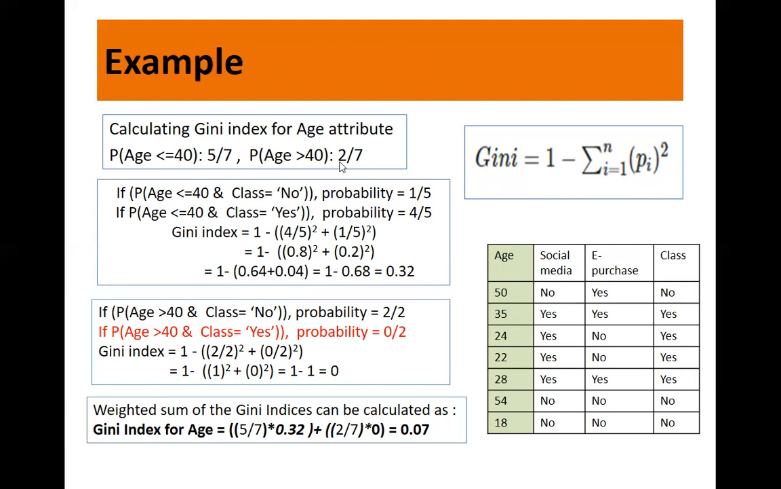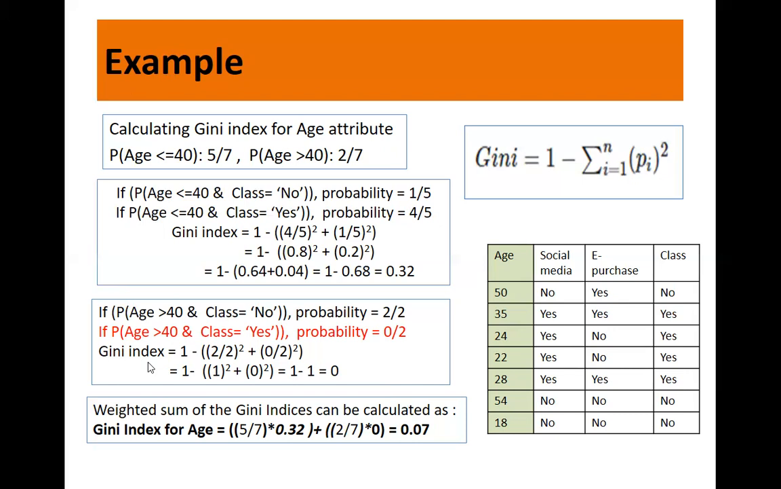Similarly, now calculate the Gini index for subset 2, where the age is greater than 40. Probability is 2/2. Why? If the age is greater than 40, the class is no. Age greater than 40, class is no, fine. Now, age is greater than 40 and class is equal to yes. There is no single record where age is greater than 40 and class is yes, because the class label is no. So probability is 0, fine.